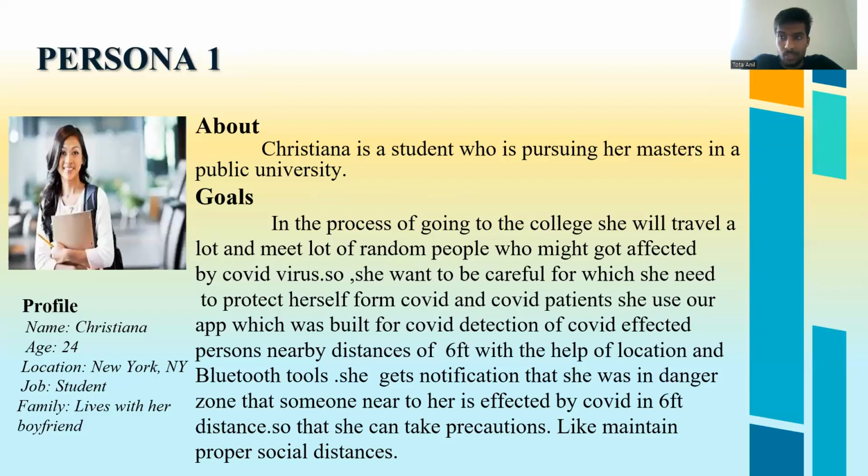Whenever she meets people, she maintains a 6 feet distance, as notified by our application through Bluetooth tools and the location tracker. She is also notified of any danger zone. If an infected person is nearby her, she will be notified and will maintain proper social distance. This is the social distance maintenance for our persona one.